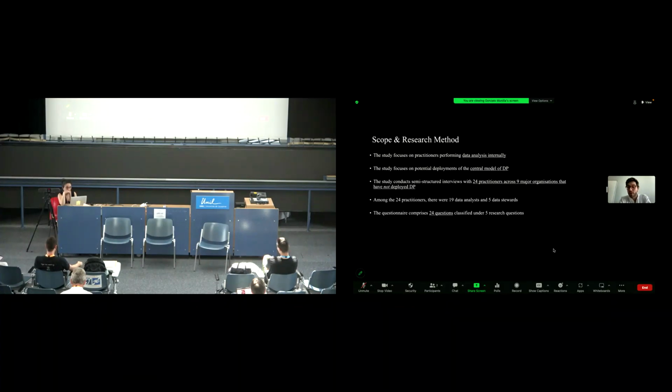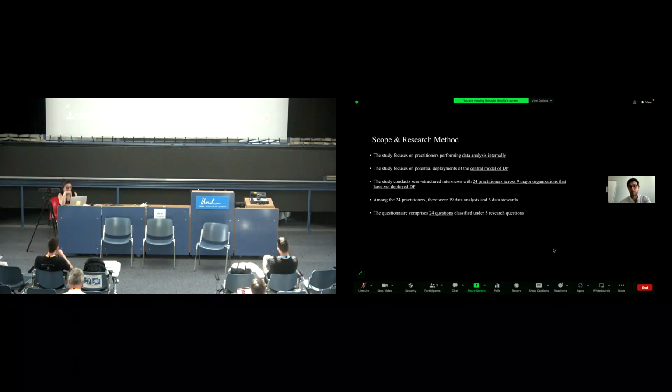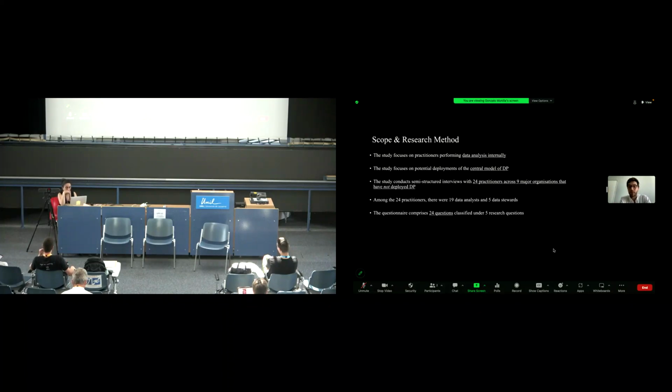We interviewed 24 practitioners across 9 major organizations that have not deployed differential privacy. This is because we want to focus on the majority of companies in the world that actually maybe don't know or have not deployed differential privacy, and it is only when they do that differential privacy will become widespread. Amongst these major organizations, there are even companies that have more than 100,000 employees. We had 24 practitioners, amongst which 19 were data analysts and 5 were data stewards, and we asked them 24 questions that we gather under 5 research questions.